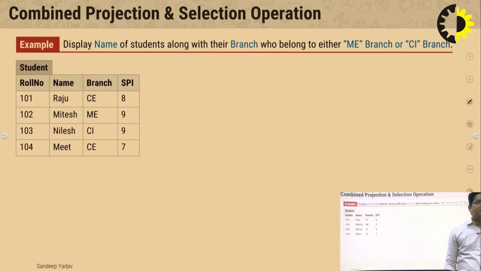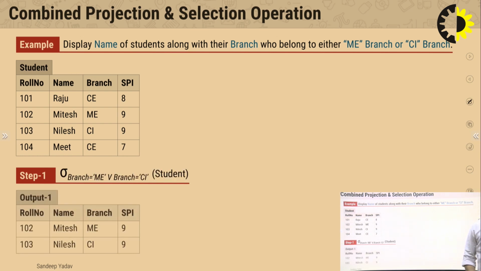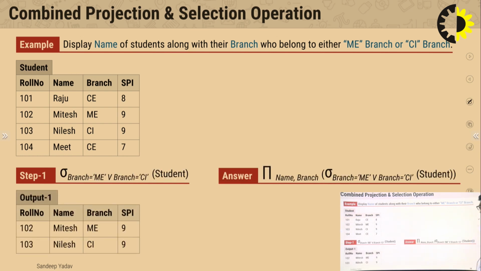Now, this one is, we have to display the name of the student along with the branch who belong to either ME or CI. Now, here the operation that has to be used is the OR operation in the condition. But one thing we must clearly know is that we have to write branch equal to ME or branch equal to CI. We cannot write branch equal to ME or CI. We have to mention branch equal to ME or branch equal to CI, and here we represent the various attributes, that is name and branch, and this is the name of the relation, student.